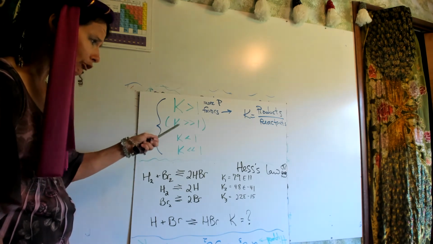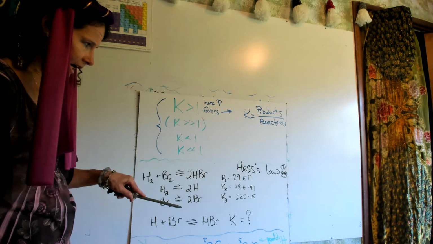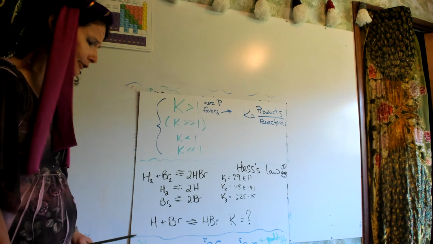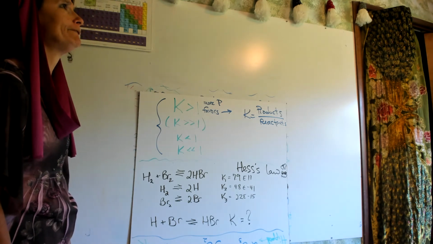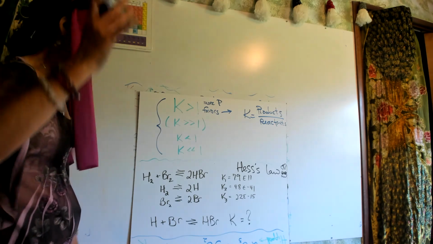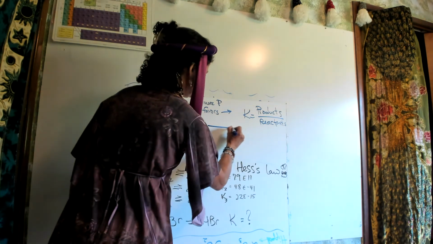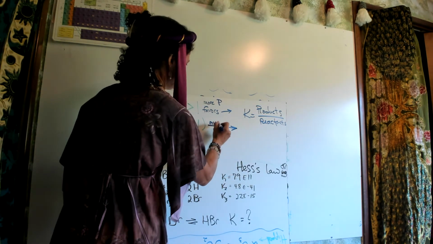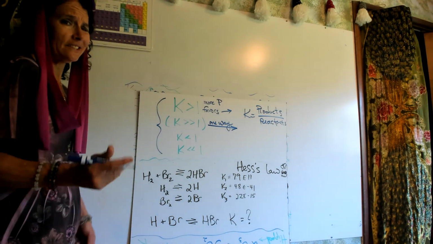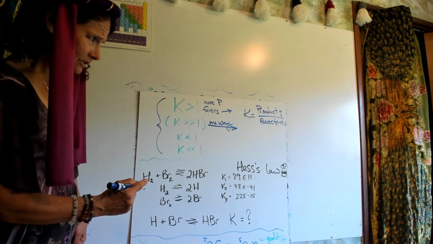If K is outrageously huge, which happened for the previous problem when the ozone breaks down to oxygen, you get this crazy number of like 10 to the 50th power, bigger than Avogadro's number. When we get that big, it's pretty much a one-way reaction. Because it's all products. There was like 1 molecule of ozone and all the rest was oxygen.